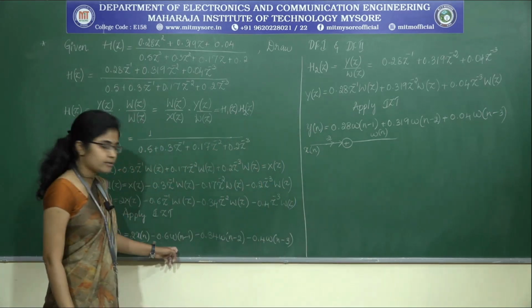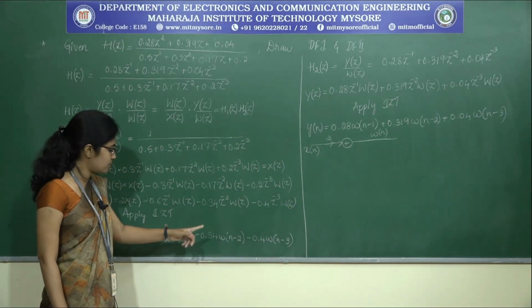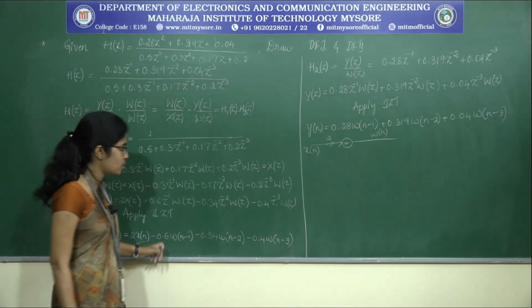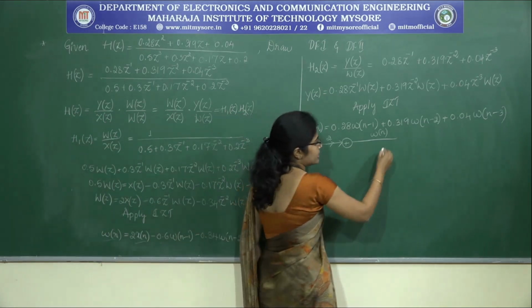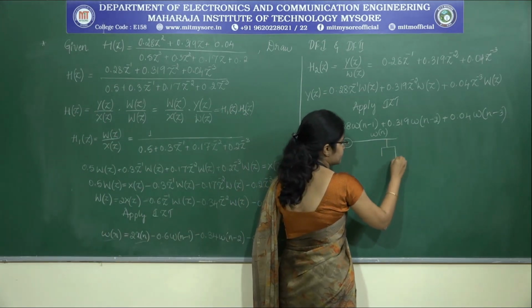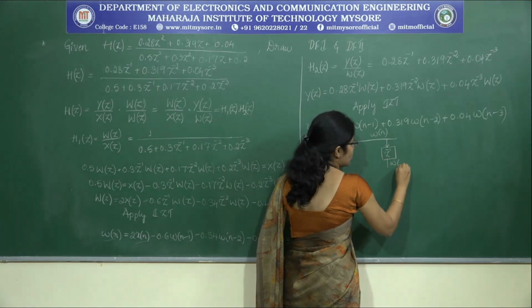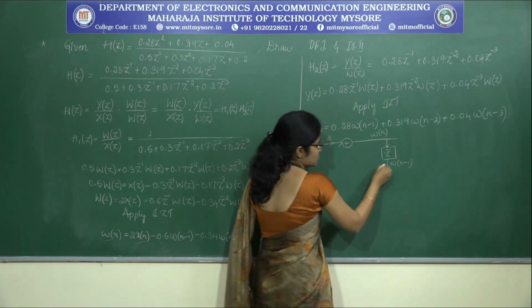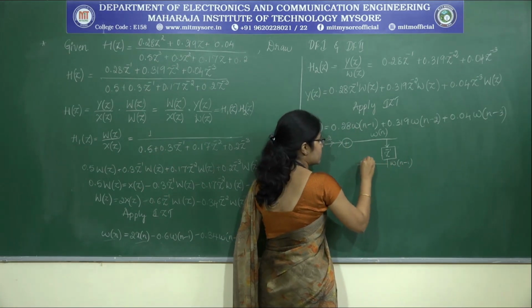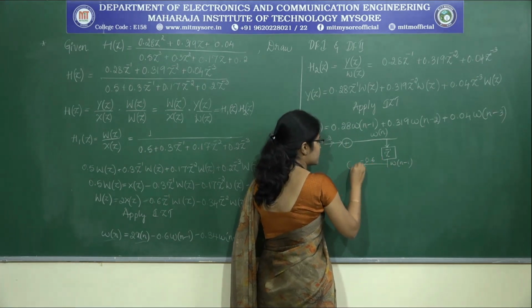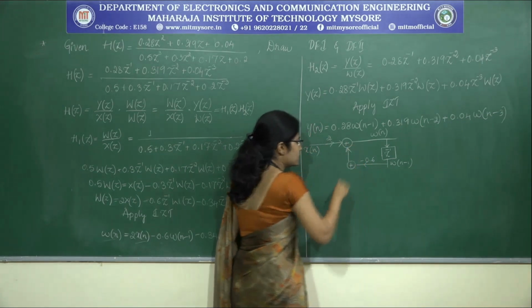Okay. What is the second term? It is nothing but the delayed version of W of n multiplied with minus 0.6. So let us delay this once. Gives us W of n minus 1. So multiply this with minus 0.6 and give it to an adder.